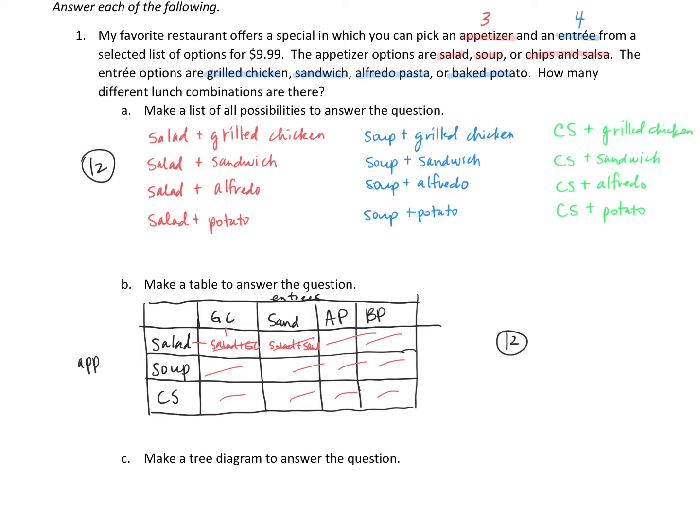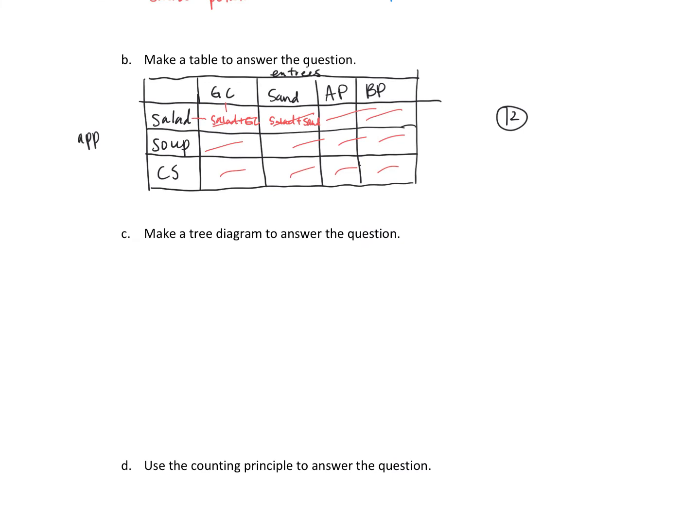So let's look at a third option. Third option is make a tree diagram. So if I make a tree diagram, I will start with the possible options for the appetizers. So options for the appetizers, and actually let me start it over a little bit further. So salad, soup, and chips and salsa.